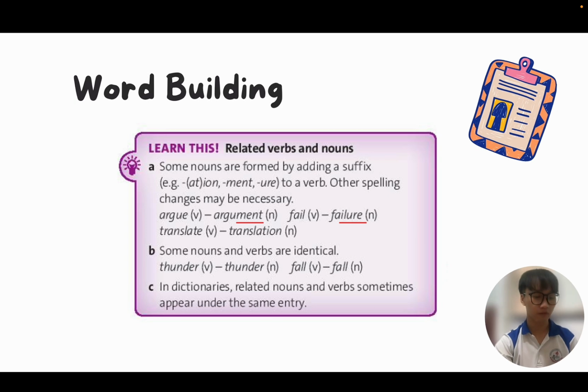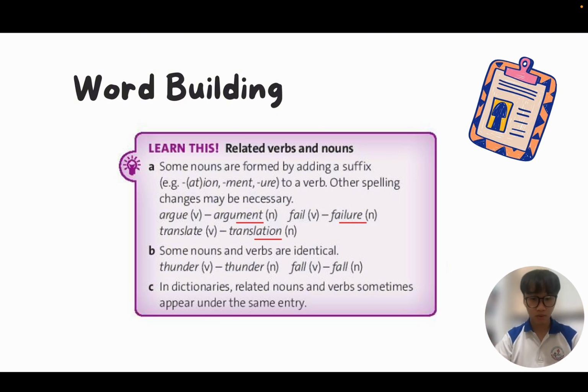And another verb, like we have translate, to make something from one language into another. The verb translate. When we transform it into a noun, we will add -ation. And the new word is translation. Got it? That is the first step for us to build a noun. And the other one is much easier for you because some nouns and verbs are identical. It means that they are the same. Like we have the verb thunder and just a noun thunder also. Same spelling, same form, right? Or the verb fall with the noun fall. Yes, that's all about the second step.